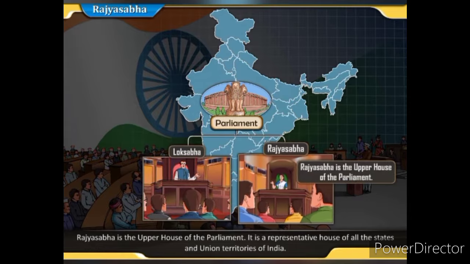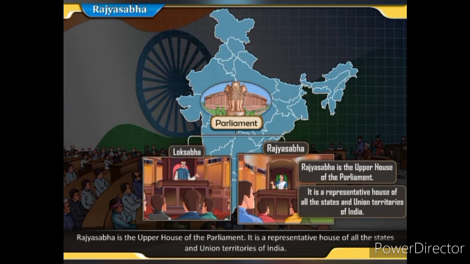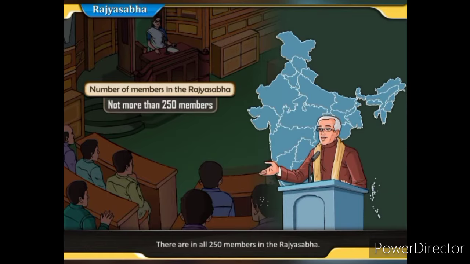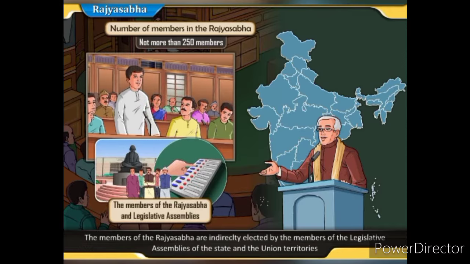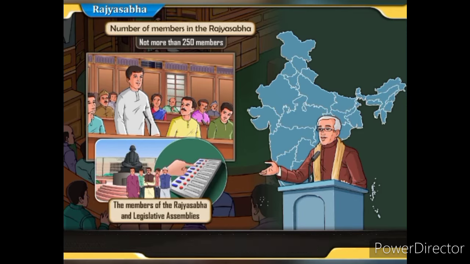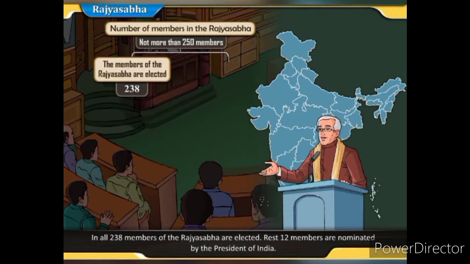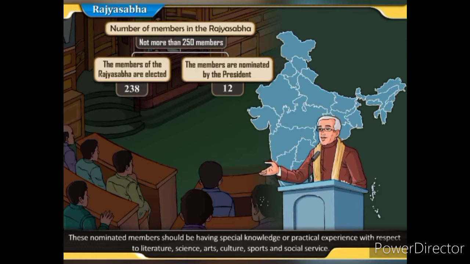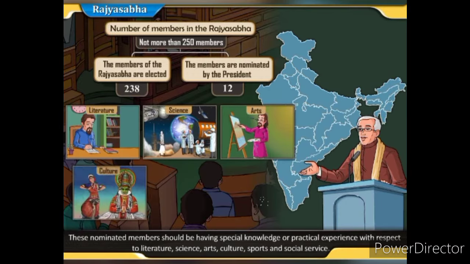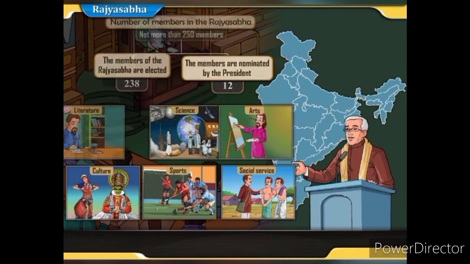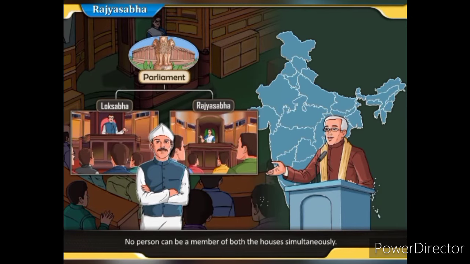Rajya Sabha. Rajya Sabha is the upper house of the Parliament. It is a representative house of all the states and union territories of India. There are in all 250 members in the Rajya Sabha. The members of the Rajya Sabha are indirectly elected by the members of the legislative assemblies of the states and the union territories through a method of proportional representation. In all, 238 members of the Rajya Sabha are elected. The remaining 12 members are nominated by the President of India. These nominated members should have special knowledge or practical experience with respect to literature, science, arts, culture, sports, and social service. No person can be a member of both the houses simultaneously.